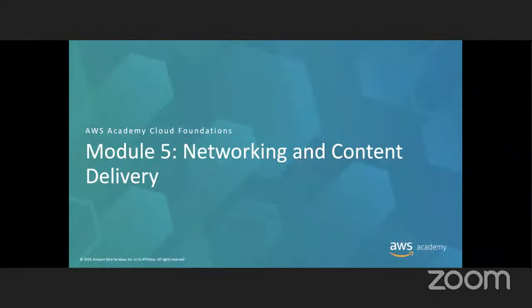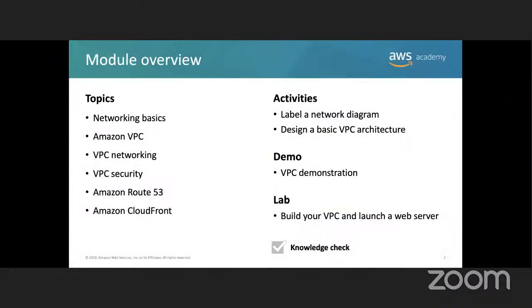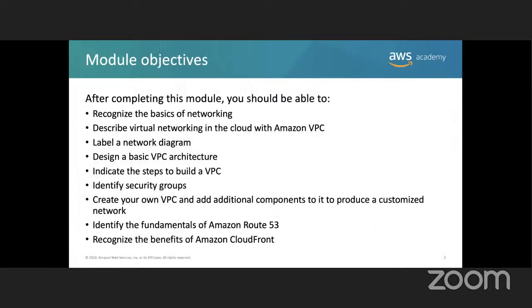Okay, guys. So let's talk about Module 5, networking and content delivery. Networking basics, that's the topic we're going to see today. Networking basics, Amazon VPC, VPC networking, VPC security, Amazon Route 53, Amazon CloudFront, activities: label a network diagram, design a basic VPC architecture, and there's a VPC demo. And the lab is going to be build your VPC and launch a web server. And also we have the knowledge check for that one as well.